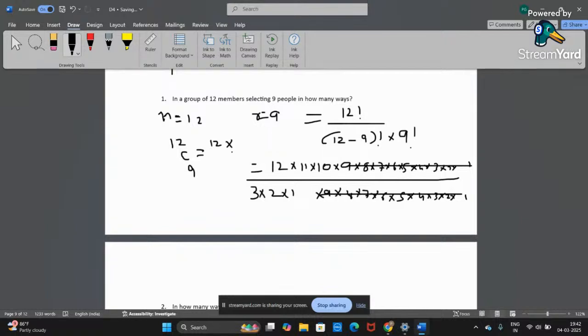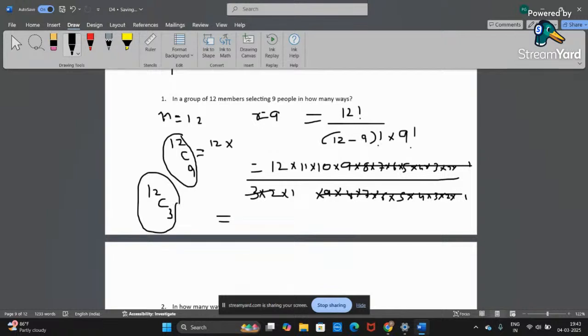This 12C9 we can write as 12C3, because 12 minus 9 is 3. We are directly writing this as 12C3. Don't worry, we'll solve a few more questions, then it will be easy.